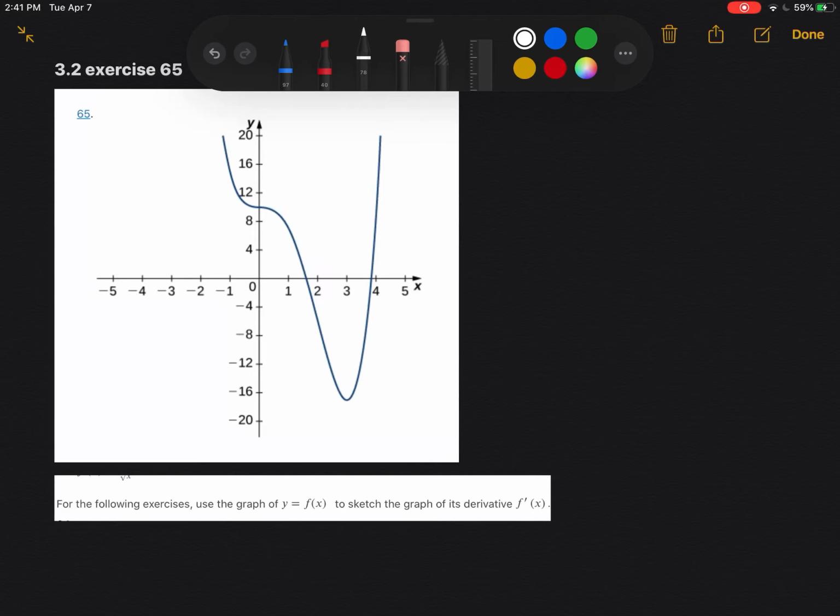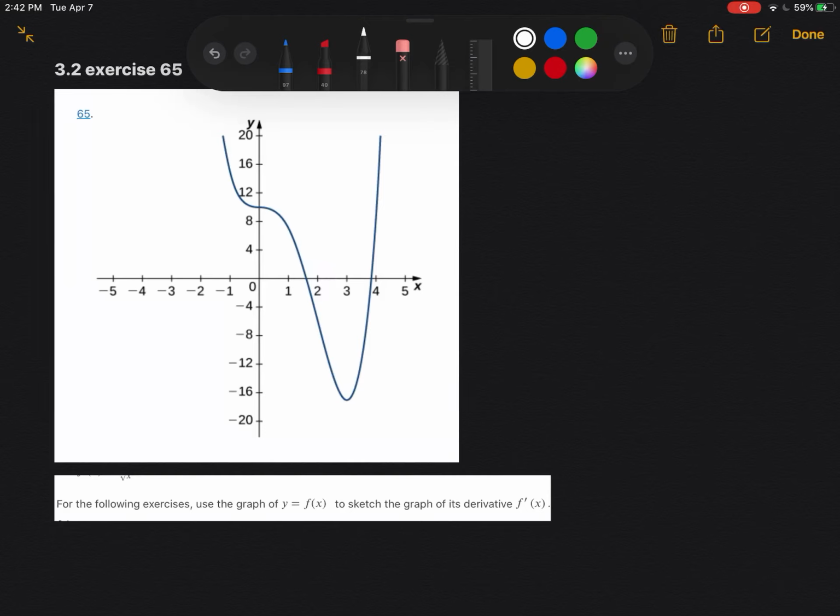Hello, calculus. A lot of you still have questions about how to sketch the graph of the derivative given the graph of the function. So I thought I would do exercise 65 from your homework to see if I can help you out with that. So here's the graph of a function f of x, and we're going to try to graph the derivative.